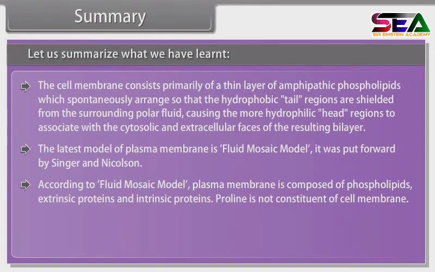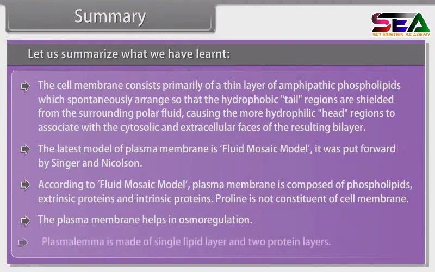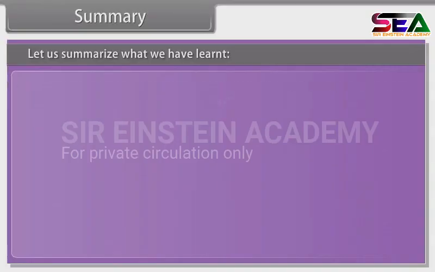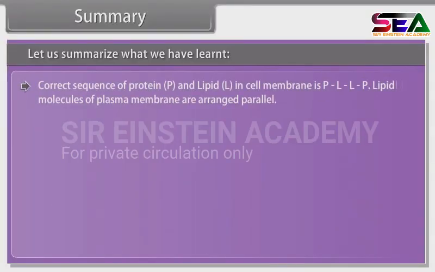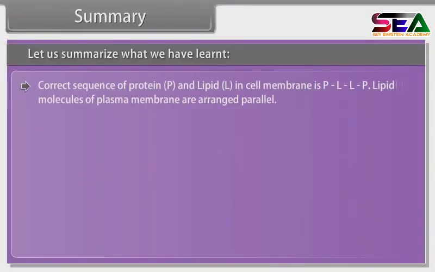Proline is not a constituent of cell membrane. The plasma membrane helps in osmoregulation. Plasmalemma is made of a single lipid layer and 2 protein layers. Correct sequence of protein P and lipid L in cell membrane is PLLP. Lipid molecules of plasma membrane are arranged parallel.